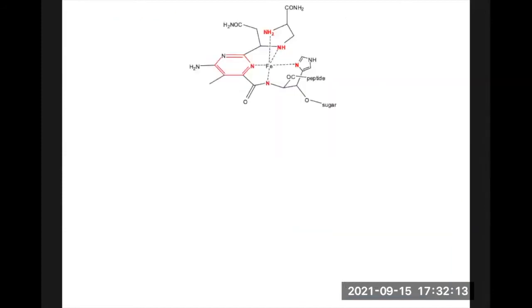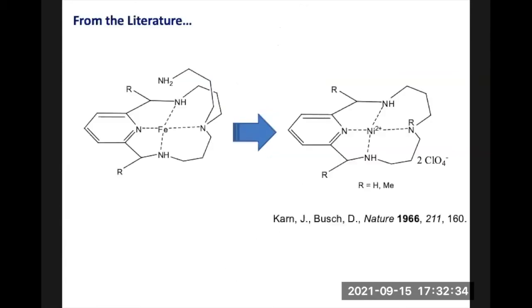Now, in order to prepare a model compound, we simplify the design of the original compound by taking into account only the important functional groups of the complex. We also need to consider the simplicity of the synthesis. Thus, we prefer to make a more symmetrical molecule. Now, this model compound can then be prepared according to a previously published method by Karn and Bush.